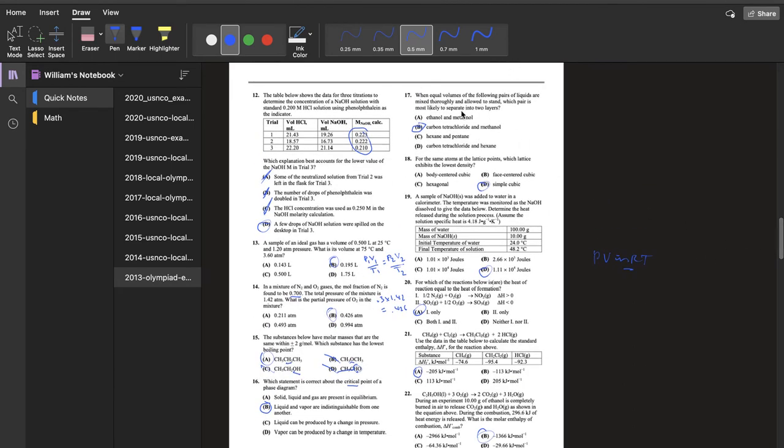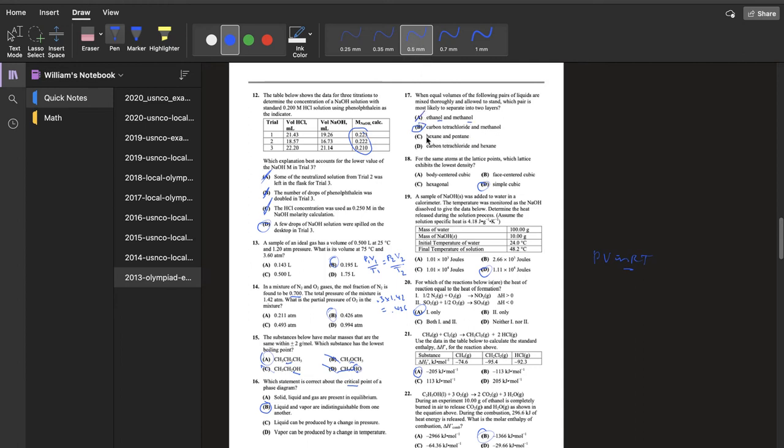17. Equal volumes allowed to stand separate. Okay, so liquids will separate when their intermolecular forces are not similar to each other. The reason why ethanol and water may not separate too much is because they both have dipole-dipole intermolecular forces, so they're very similar in that regard. Ethanol and methanol both have hydrogen bonding, so they're pretty similar. They're not going to separate too much.